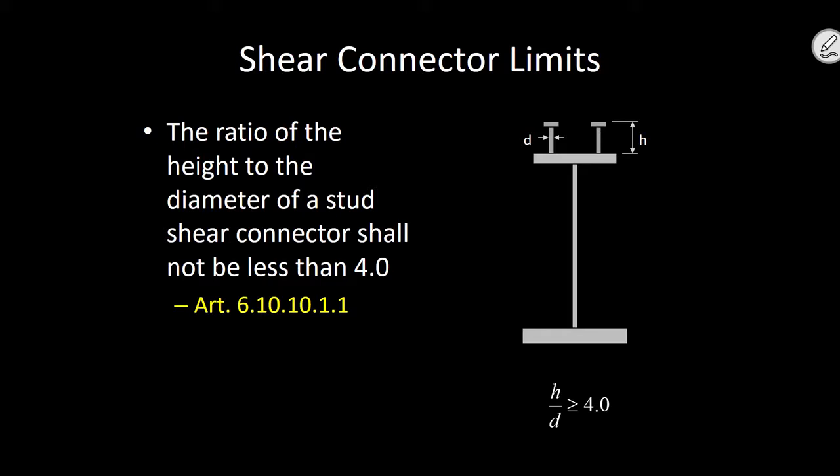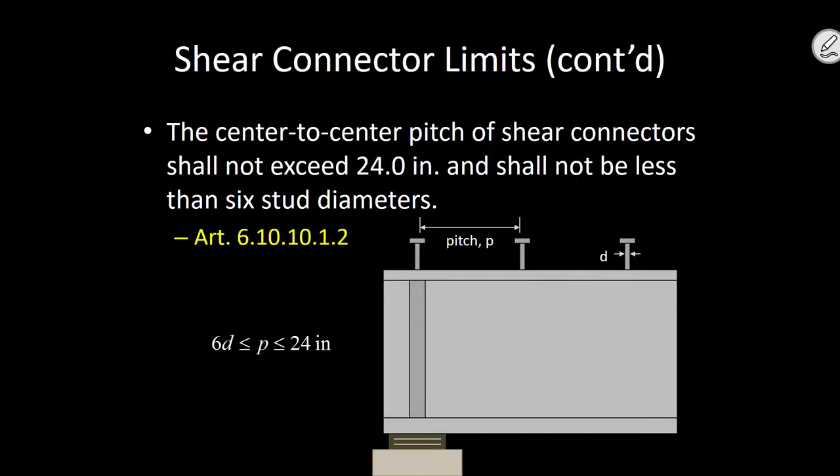So first off, the height to diameter ratio shall not be less than 4. The stud has to penetrate well enough into the concrete deck. So that's pretty basic. Number 1, the spacing of shear studs has to be somewhere between 24 inches as a maximum and 6D as the minimum. So 6D is 6 times the diameter.